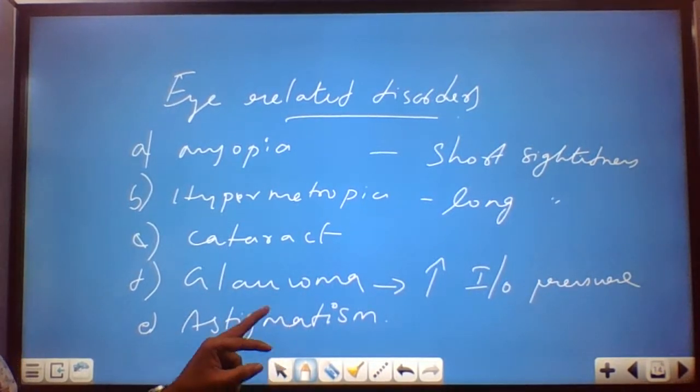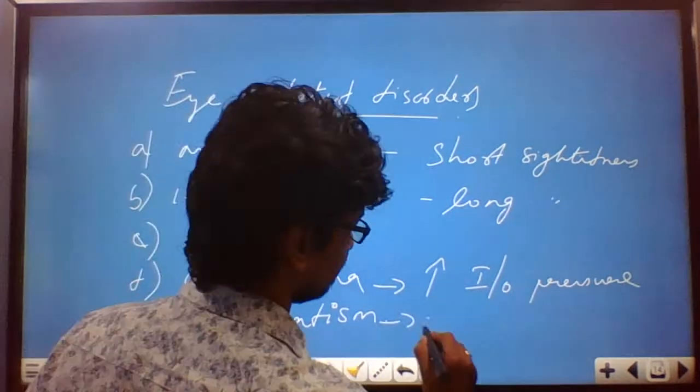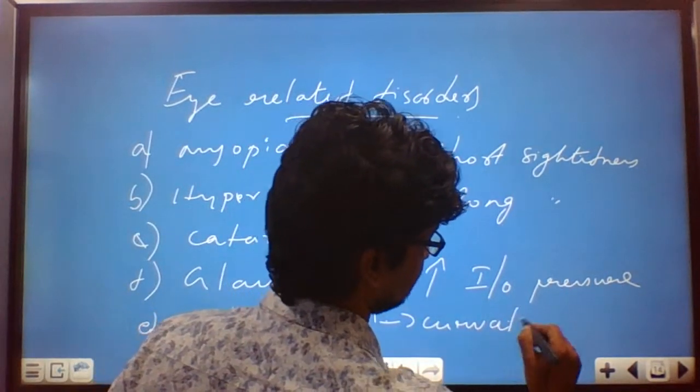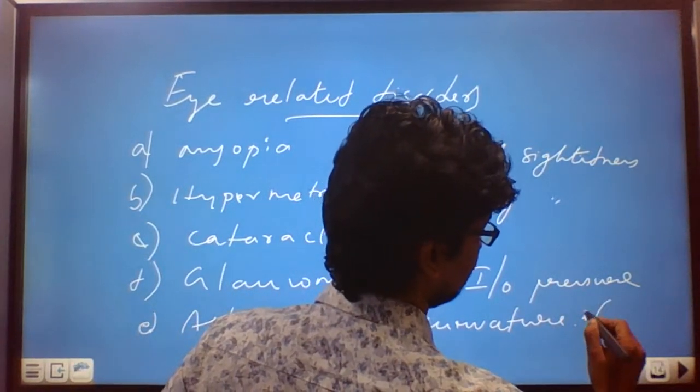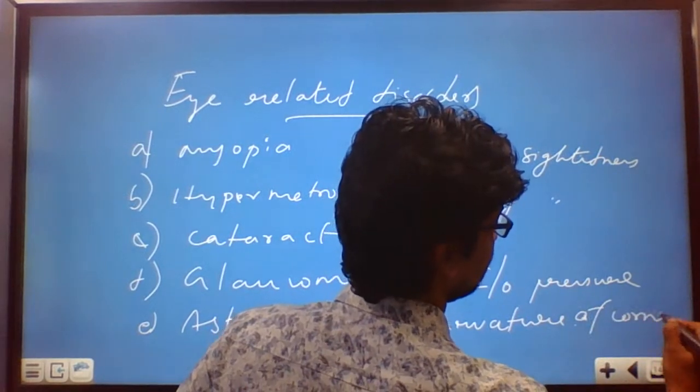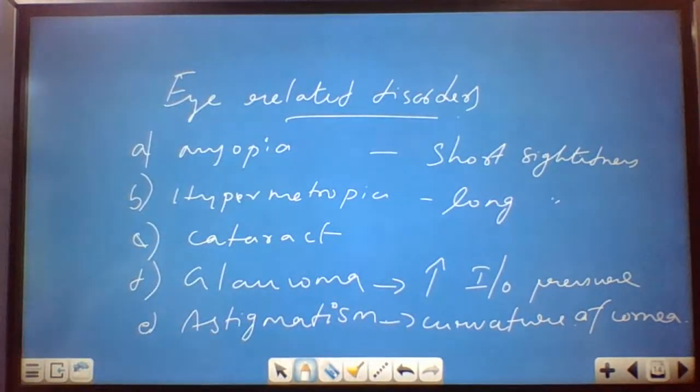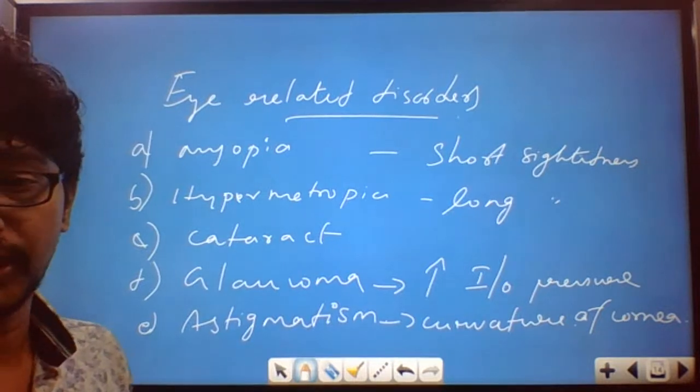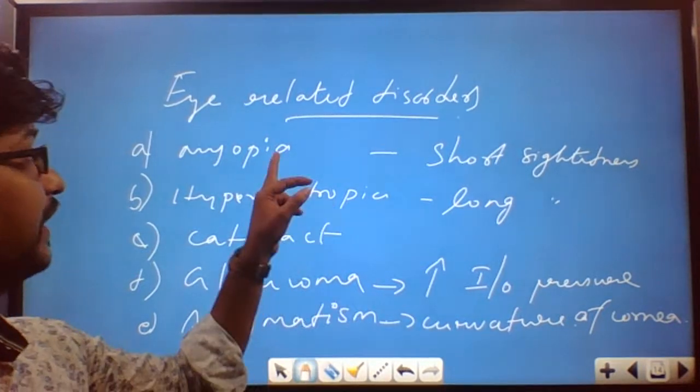Okay, astigmatism. Astigmatism is curvature of the cornea. So this condition is called curvature of the cornea. Curvature of the cornea is called astigmatism.